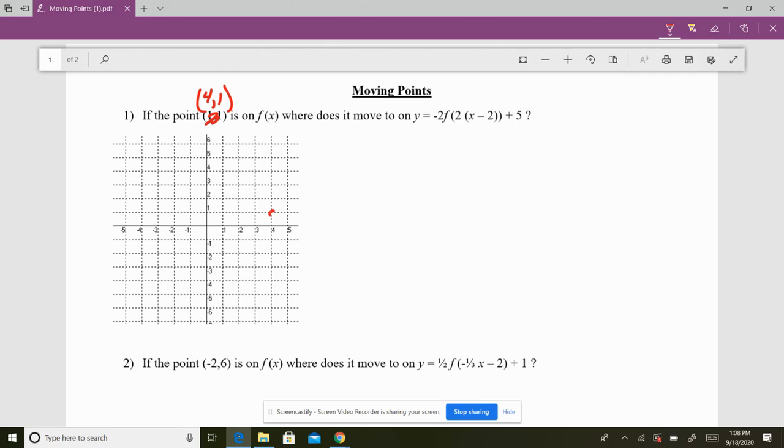Okay, well, we'll mark the point 4 and 1. There it is. Then we have to figure out what transformations we've done. So what is A, what is B, what is C, and what is D? What's my A value? -2, which does two things. Flips over the x-axis and vertical stretch by 2.